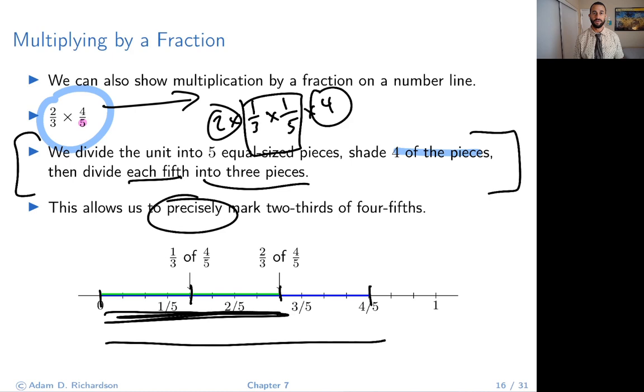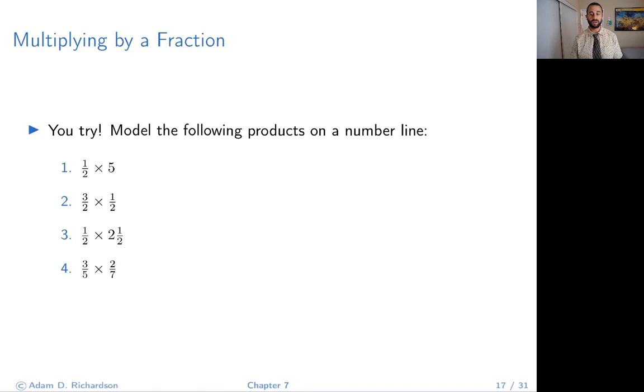Just like before, I'm going to give you a minute to try to model these products on a number line. And try it out. And then we can talk more about it at the collaboration meeting. So go ahead and try to think about that and write them out, and I'll give you a minute.